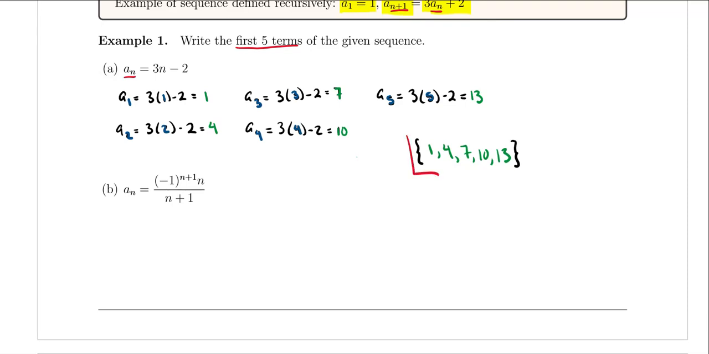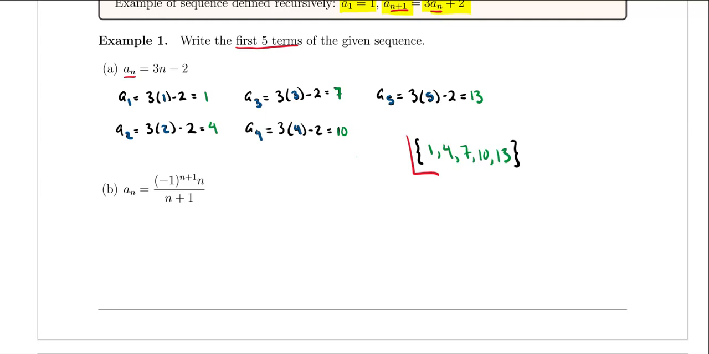Now, I want you guys to get some practice and work on this next example. I'm going to let you pause the video in a second, where you can figure out what the first 5 terms of this next sequence are going to be. This next sequence, a sub n, is equal to negative 1 raised to the n plus 1 times n all over n plus 1.